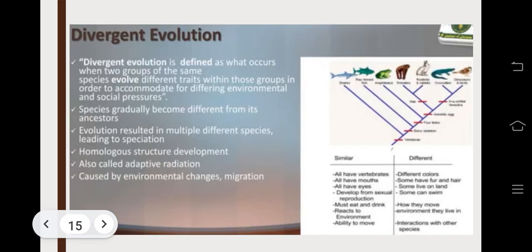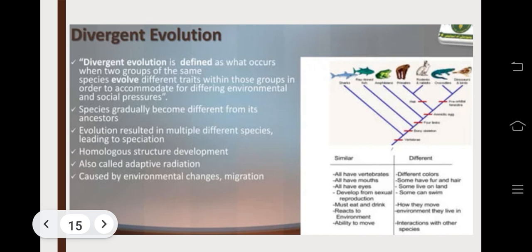Divergent evolution is what occurs when two groups of the same species evolve different traits within those groups in order to accommodate differing environmental and social pressures. So a species gradually becomes different from its ancestors, and evolution results in multiple different species, leading to speciation. Homologous structures developed, also called adaptive radiation, caused by environmental changes and migration.